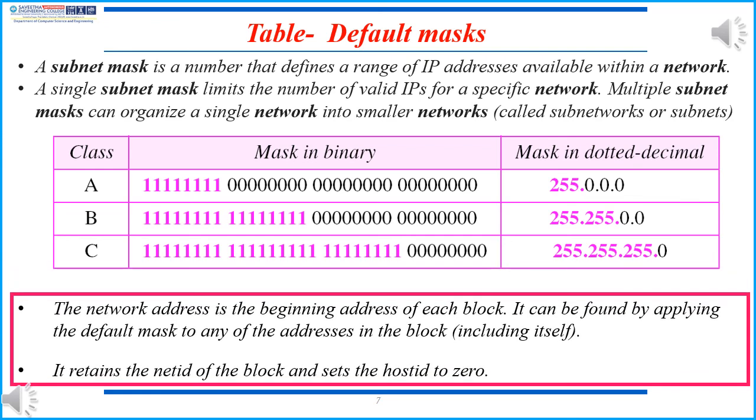The network address is the beginning address of each block. It can be found by applying the default mask to any of the addresses in the block, including itself. It retains the net ID of the block and sets the host ID to 0.